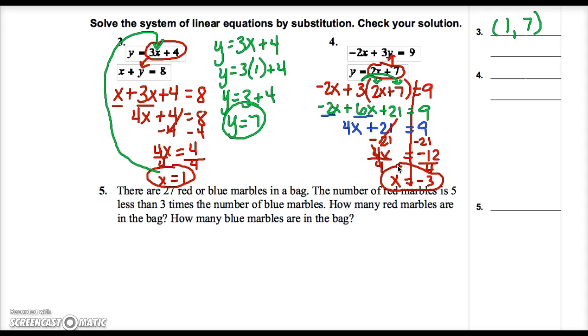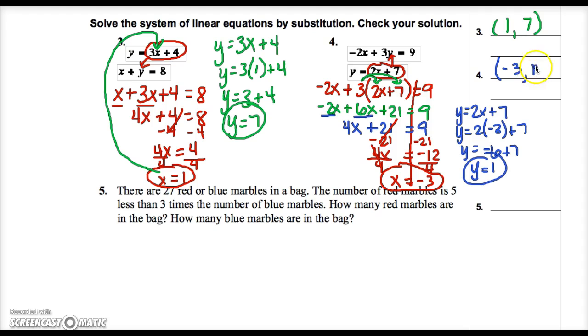Now, that's just what x equals. Remember, we still need to figure out what y is. So I'm going to use this second equation right here, y equals 2x plus 7. And now instead of the x, I'm going to replace it with a negative 3. So this becomes 2 times negative 3 plus 7. Well, 2 times negative 3 is a negative 6, and then when you add 7, you get y equals 1. So your ordered pair for number 4 is going to be negative 3, 1.